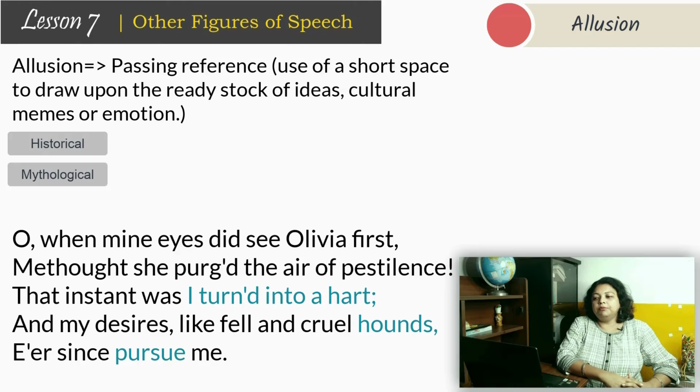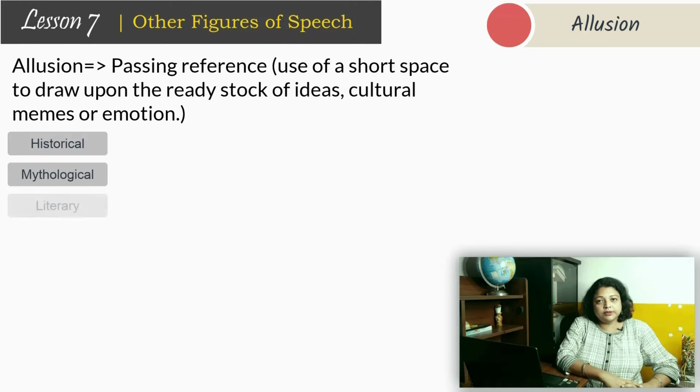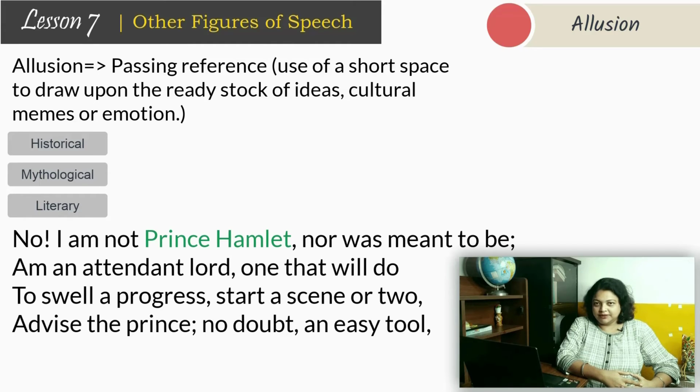Alright, so it can be mythological, literary allusions. When one writer talks about any character or any writer that went before him, that is literary allusion. Eliot is full of them. Okay, when he says in Prufrock, "I am no Prince Hamlet," he is actually referring to the play by Shakespeare and the character made by Shakespeare. So this is an instance of literary allusion.